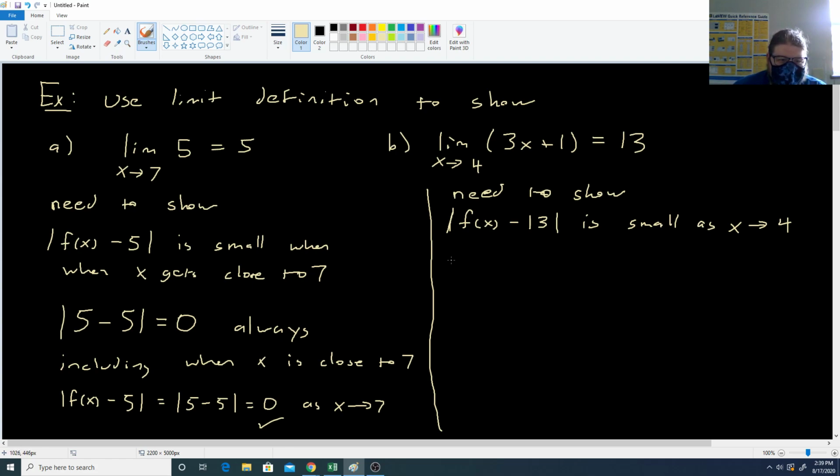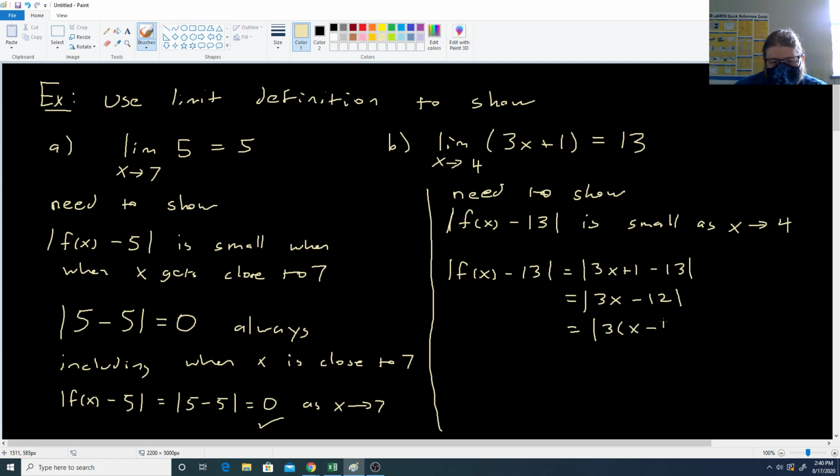So let's see what we got. We'll start out with f of x minus 13. f of x in this case is 3x plus 1, so that's minus 13. That equals the absolute value of 3x plus 1 minus 13, which is 3x minus 12. So I'm able to factor a 3 out. And then the absolute value of 3 is 3, so we get 3 times the absolute value of x minus 4.